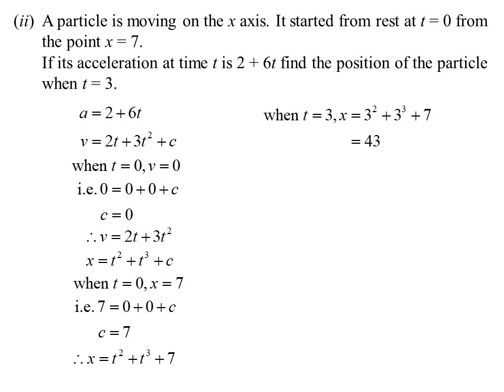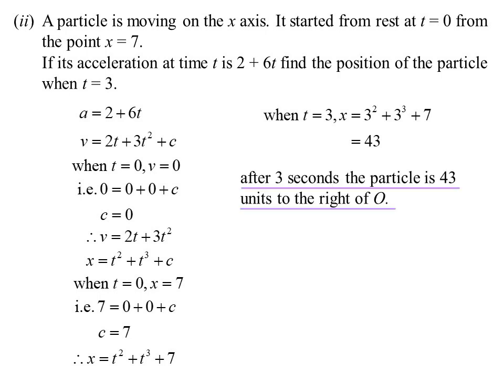We want to know when t equals 3. So subbing in, we get 43, so we now know where it is after 3 seconds. It's 43, well, however you want to write it. It's at x equals 43, or it's 43 to the right of the origin, or some sort of explanation there. Now, of course, that problem with constants, we saw we could resolve that problem by not using indefinite integrals, but using definite integrals instead.